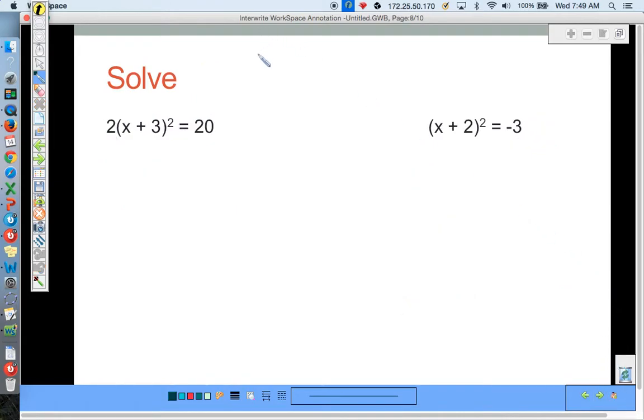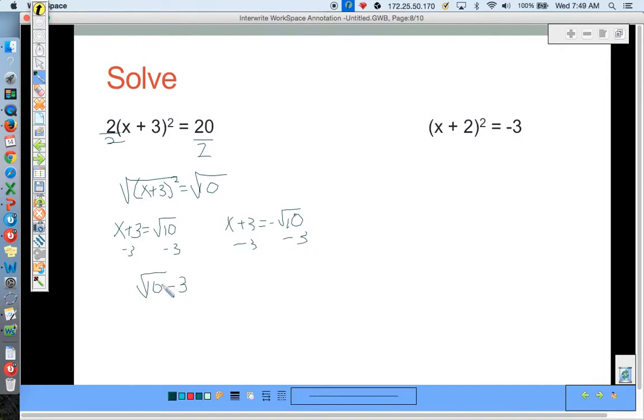Now this last one here, let's see, before we take the square root, we have to divide by 2. So we have x plus 3 squared equals 10. Now we can take the square root. So we have it equals positive square root of 10 and the negative square root of 10. Subtract 3 off of each side. So we have the square root of 10 minus 3 and negative square root of 10 minus 3.